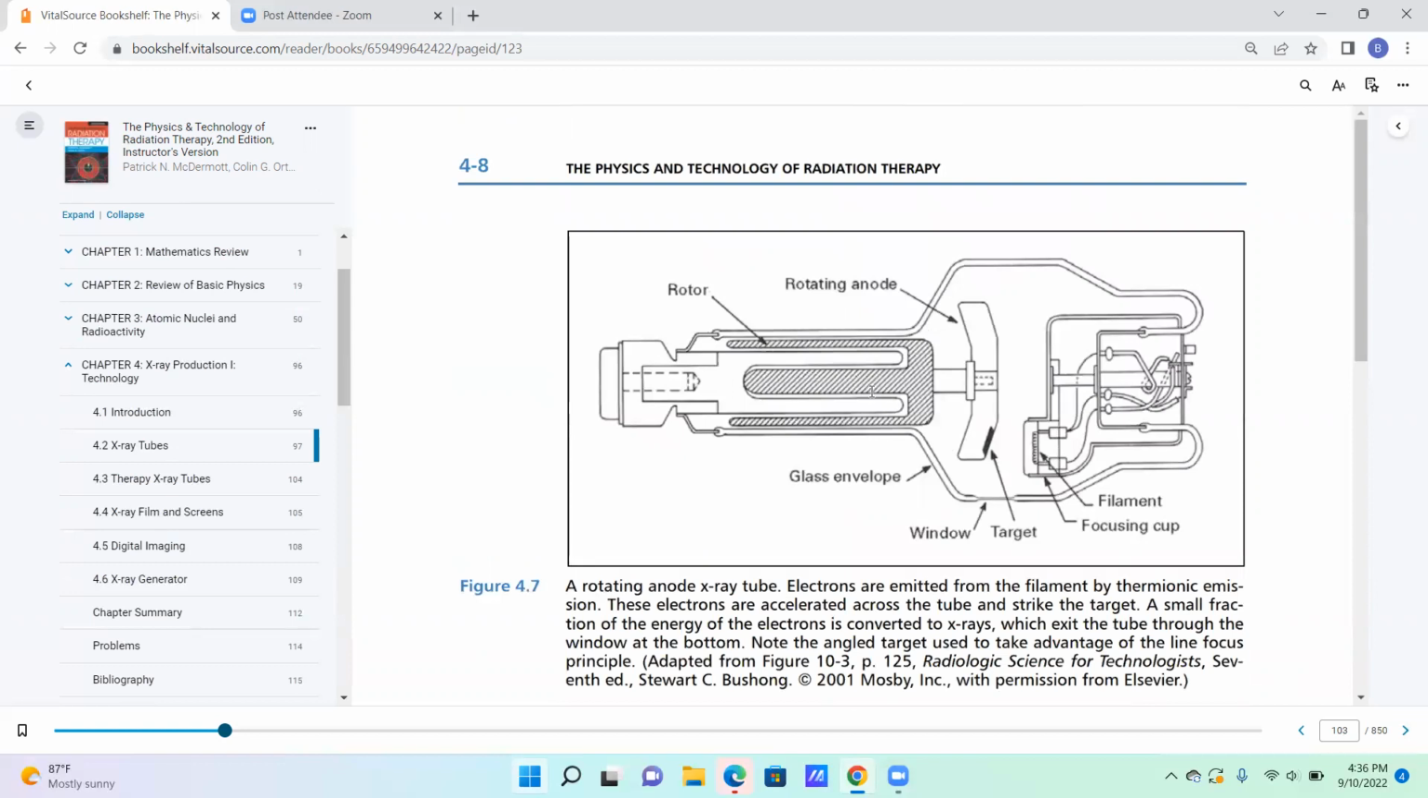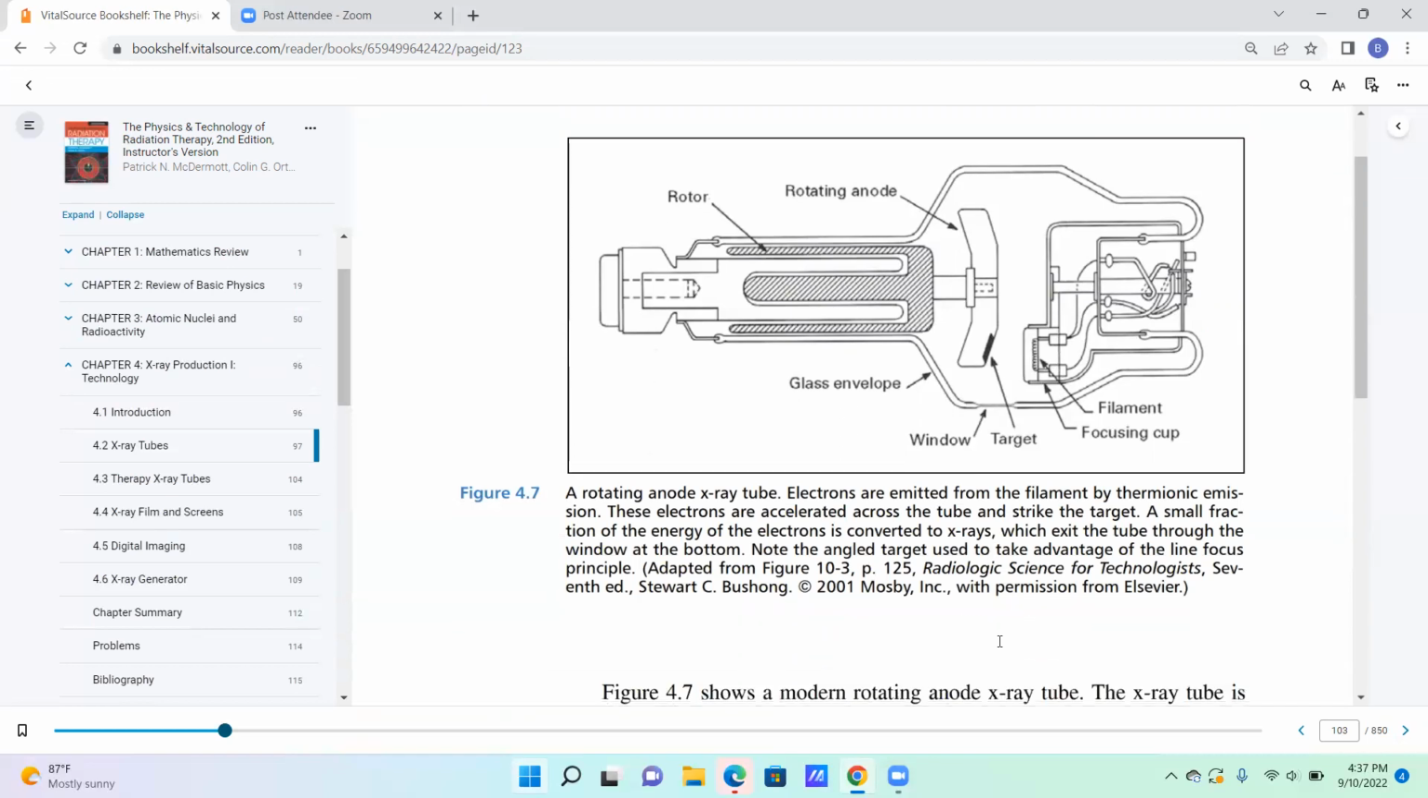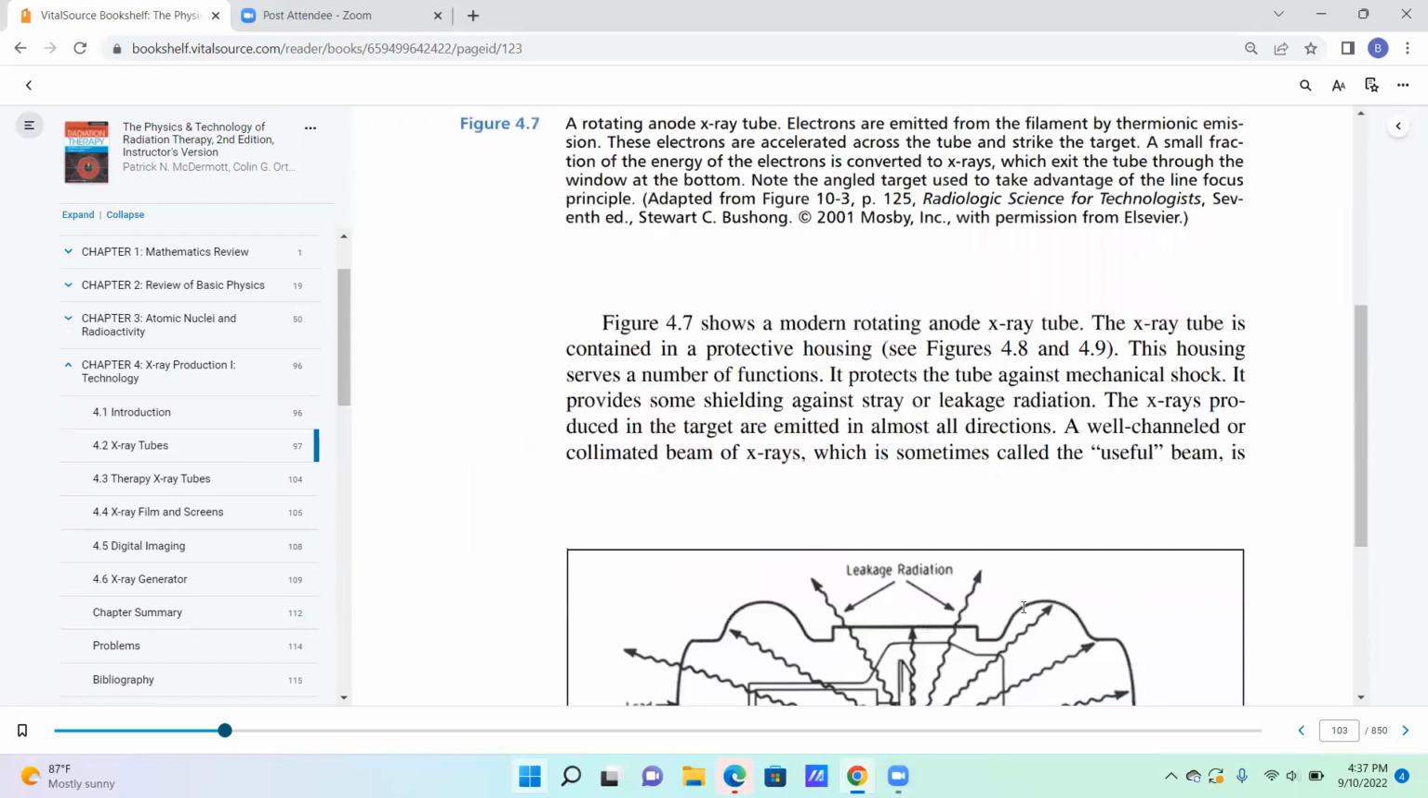You can see here you've got a rotating anode X-ray tube. You've got your rotor in here, which is going to turn the target here. A very small fraction of the energy of electrons, usually about 1%, I think, is converted into X-rays, which exit the tube through the window. So it's horribly inefficient, but that's what we've got.